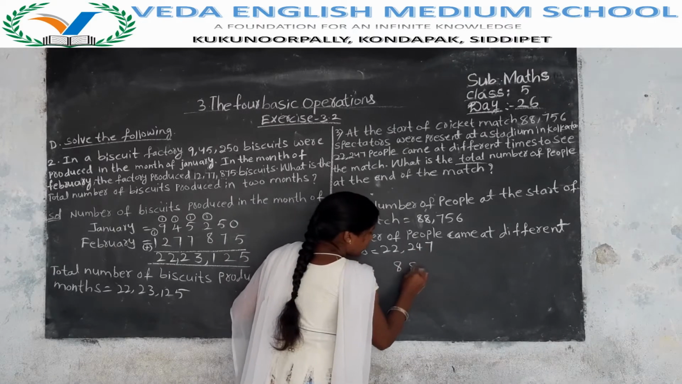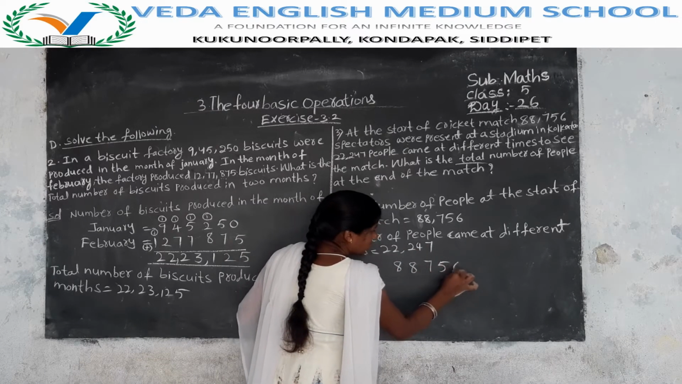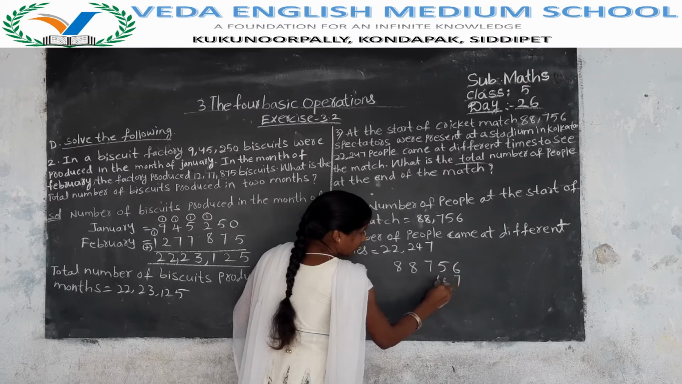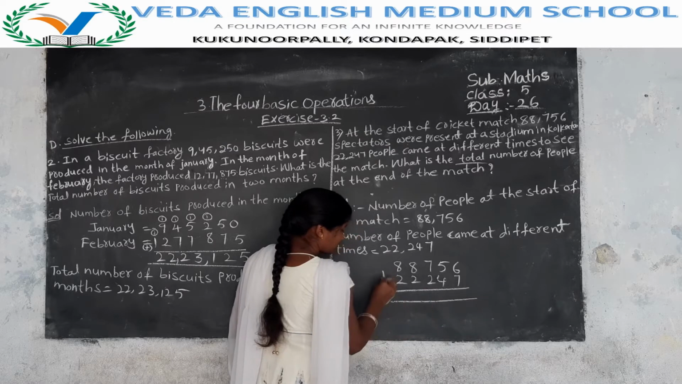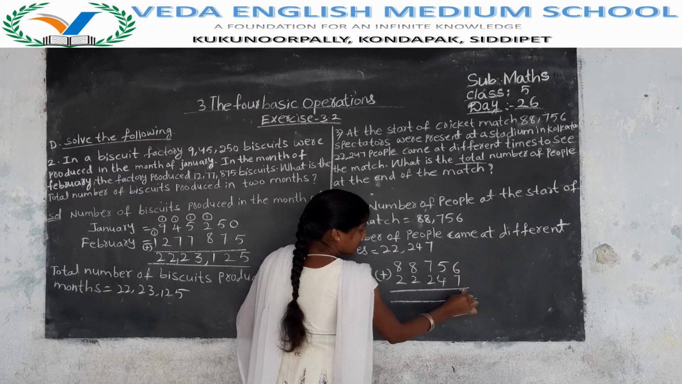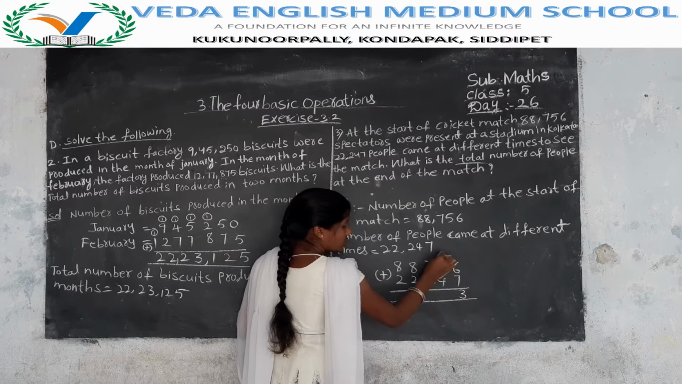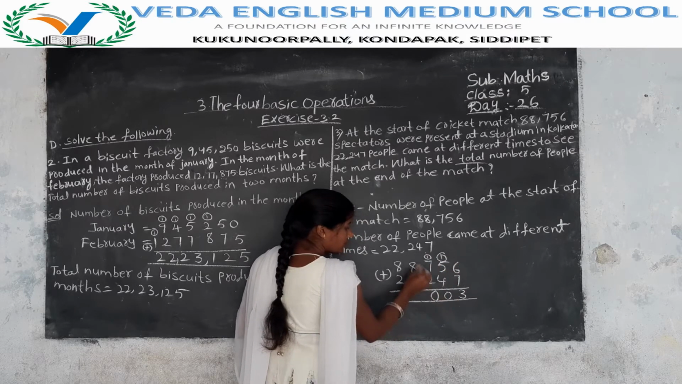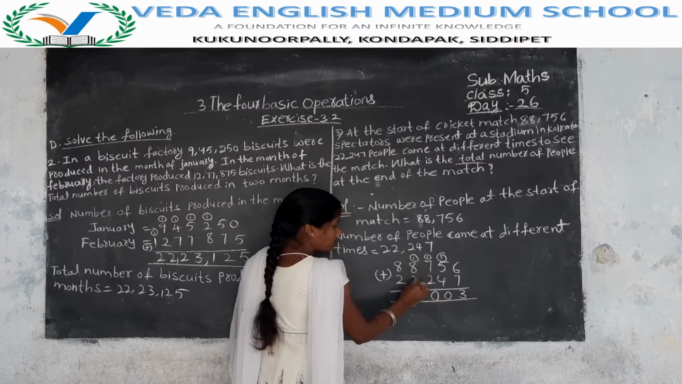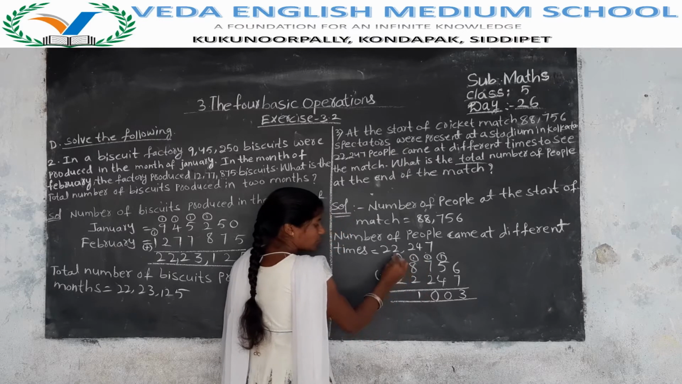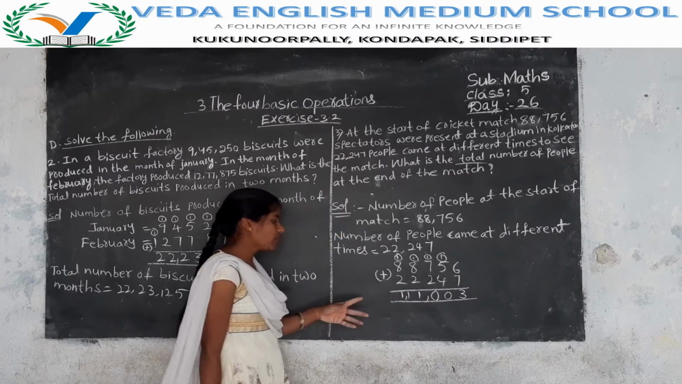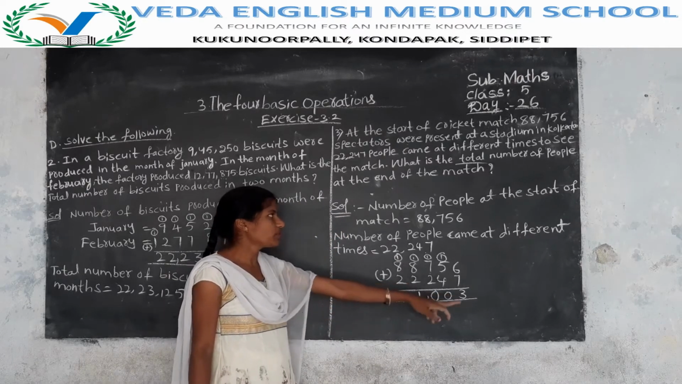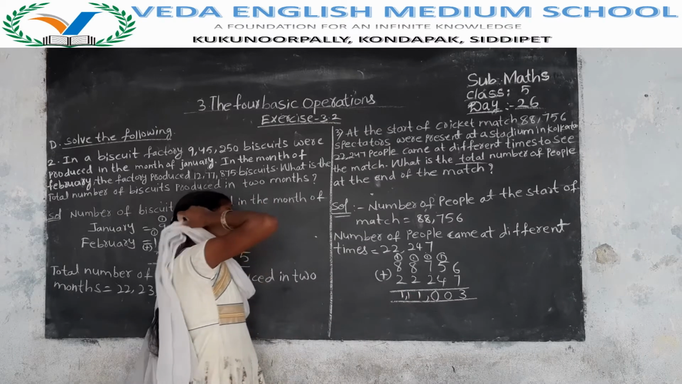8, 8, 7, 5, 6. Next is 7, 4, 2, 2, 2. Then add these two. 7 plus 6, 13. 5 plus 1, 6. 6 plus 4, 10. 7 plus 1, 8. 8 plus 2, 10. 8 plus 1, 9. 9 plus 2, 11. Then at the end of the match, 1,11,003 people were there.